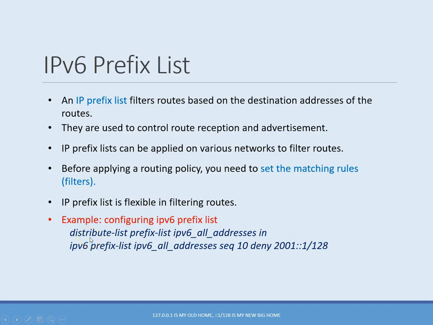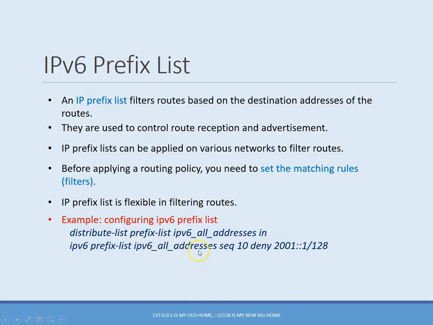You first need to create the prefix list and give it a name, as here, IPv6 underscore all addresses. Then in the second command, you need to set the prefix entry, and which entry you need to deny or permit in the prefix list that you have created. For every entry, you have to set a sequence.